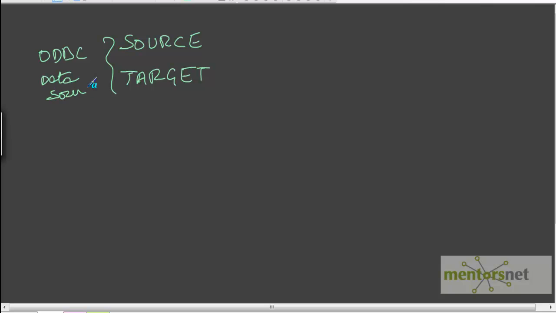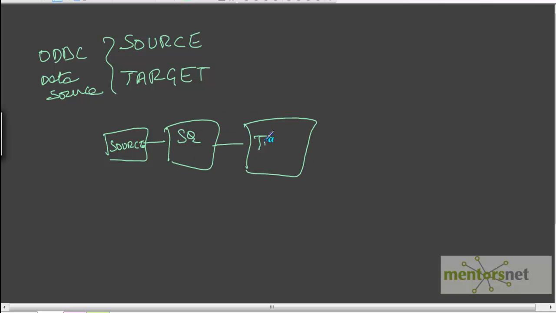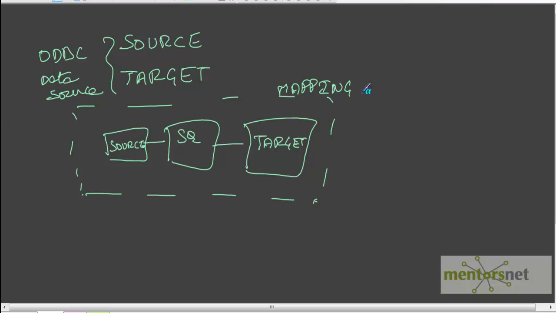We have also created a mapping by pulling a source. The Source Qualifier automatically comes when you pull a source, and then a target. We have created a very simple basic mapping. So this whole thing is called a mapping. Now in this session, let's see how to run this mapping by creating a session and workflow.